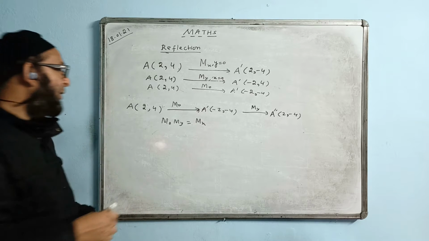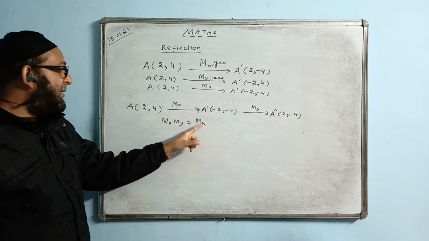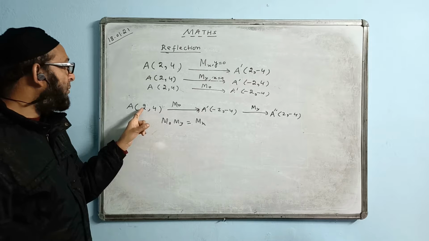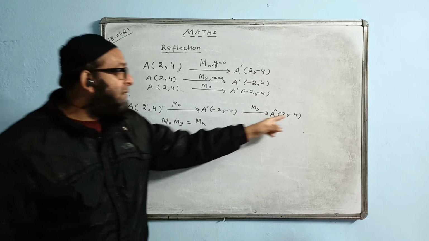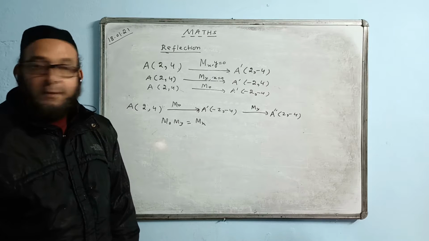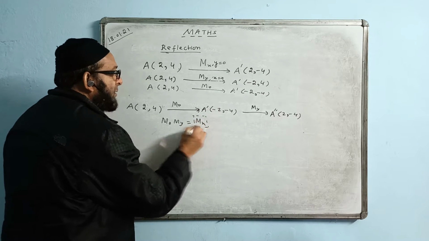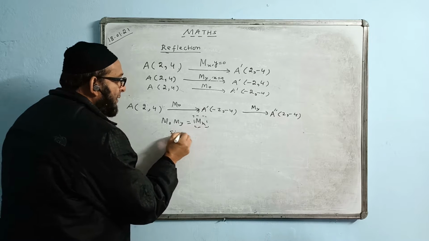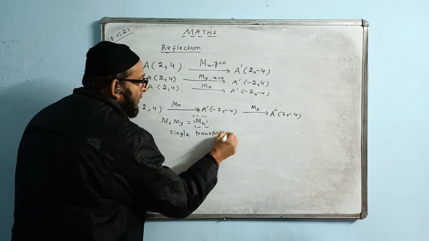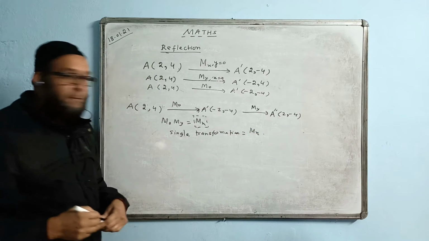You can check out here. Instead of taking two reflections, let us reflect directly in the x-axis. If you reflect directly in the x-axis, the sign of y will change. The answer is supposed to be how much? 2, minus 4. Is that the answer over here or not? Check. That means the single transformation will be MX. This is the answer. We can write the answer as single transformation equal to MX. That is the answer.